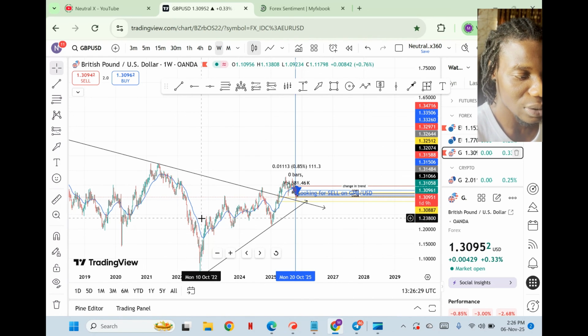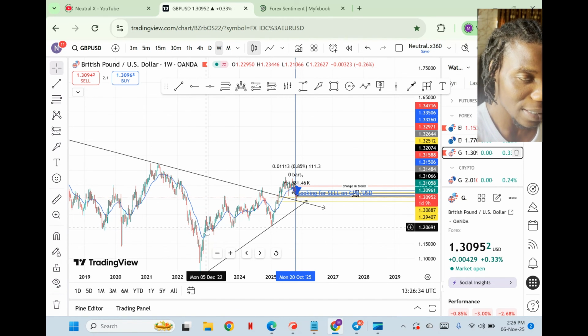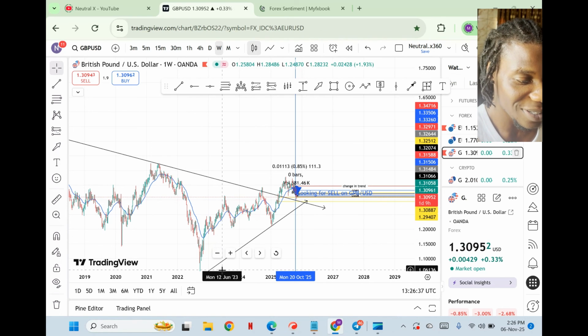Okay, since you now get the concept of sentimental and fundamental, guys, go and backtest it and try it for yourself, right?